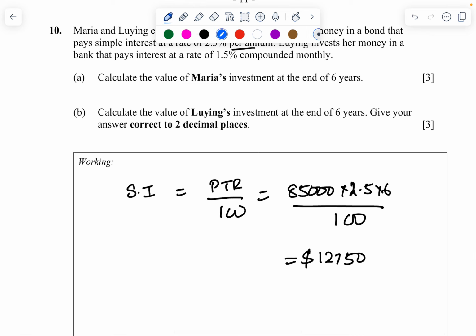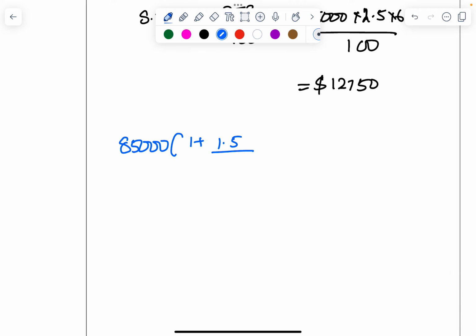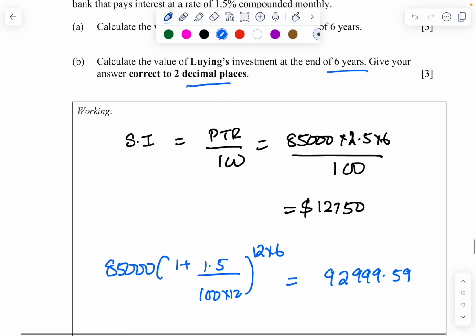Now calculate the value of Louis' investment at the end of 6 years, giving your answer to 2 decimal places, where he is compounding monthly. In that case, it is 85,000 times (1 plus 1.5 divided by 100 times 12) to the power of 12 times 6, which is going to be nothing but how much? When I calculate, it becomes 92,999.59.